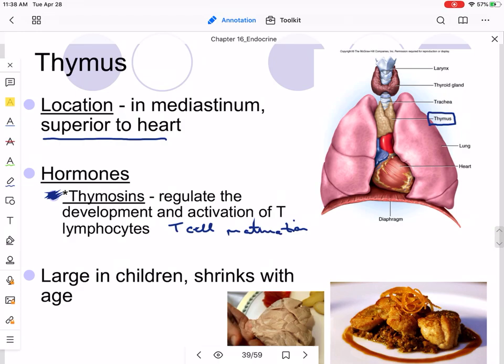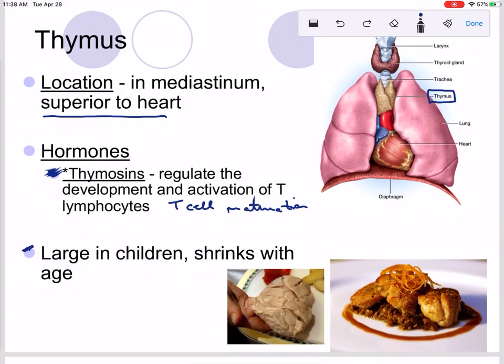And what's going to help mature these T cells and then regulate their release? Hormones called thymosins.